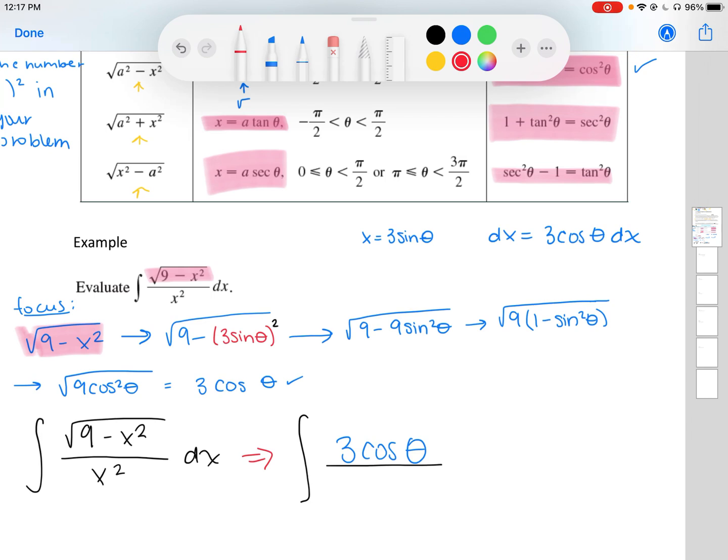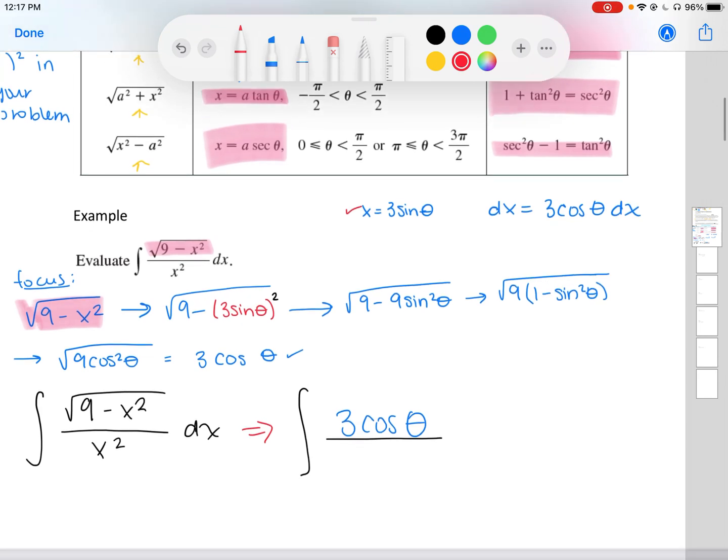Well, we said x is 3 sine theta. So that's just 3 sine theta squared. Last piece, what is dx? We said dx is 3 cosine theta d theta. So we have 3 cosine theta d theta.